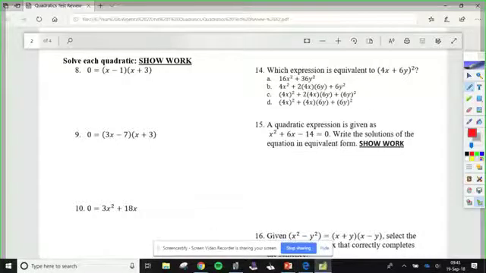So for number 8 and 9, our quadratics are already factored, and they're already set equal to 0. So our goal basically is just, what makes x minus 1 equal to 0.